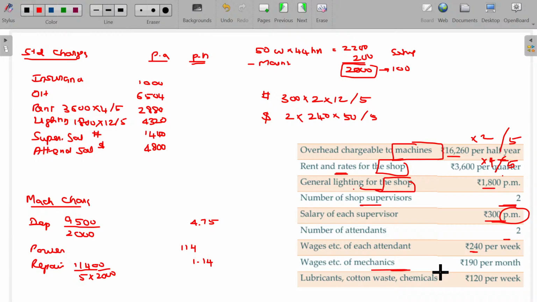And wages of the mechanic. 190 per month into 12 months divided by 5. 456. Lubricants, cotton waste, chemicals, and other things. 120 per week into 50 weeks divided by 5.